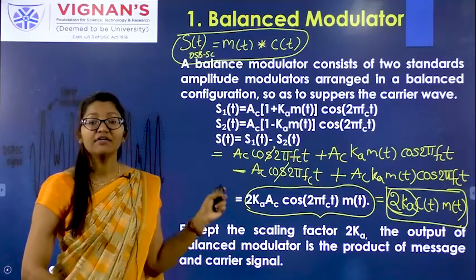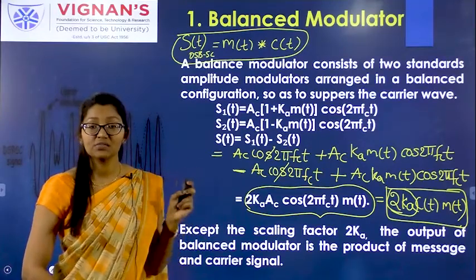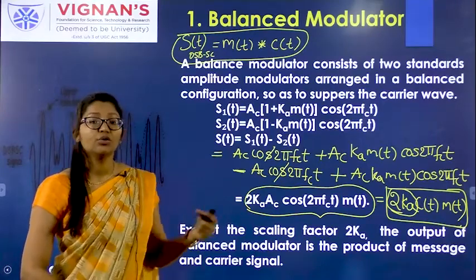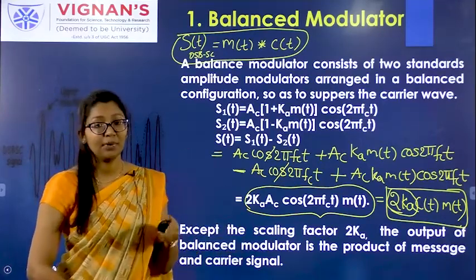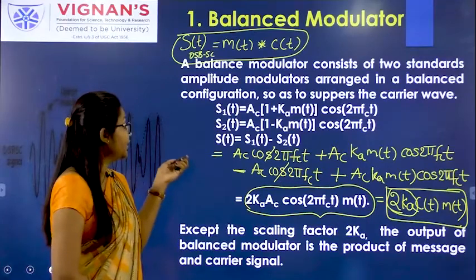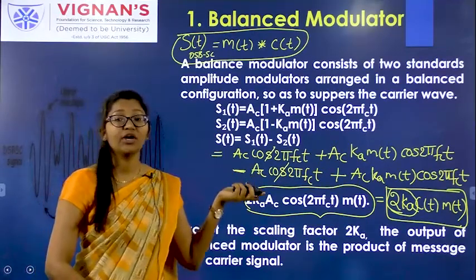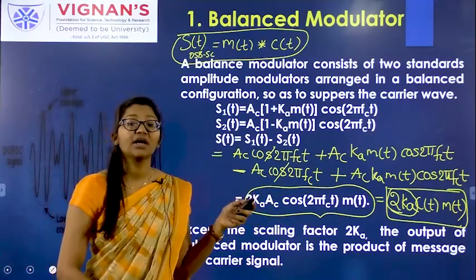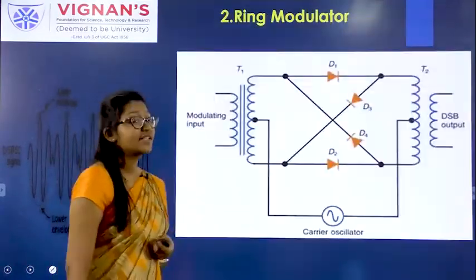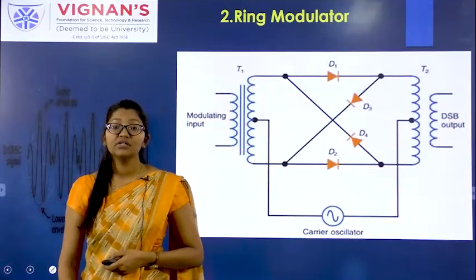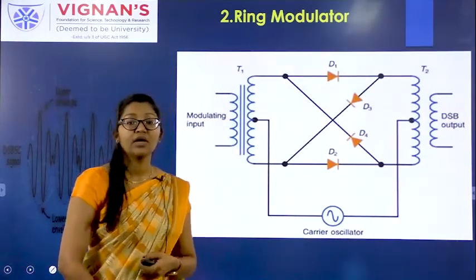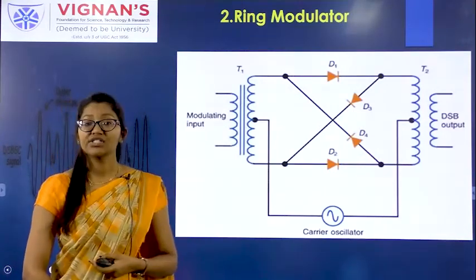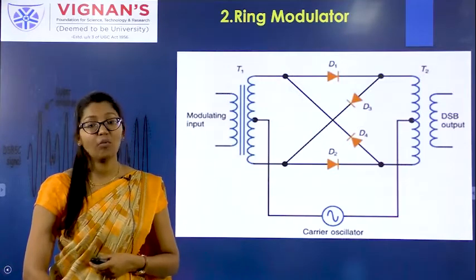For generating a DSB-SC signal using a balanced modulator, we require 2 AM modulators and one summer for summing up, right? In the two AM modulators, to one we give a plus m of t message signal, and to the second one we give a minus m of t signal. Next, the second generation: here we are taking the ring modulator, right? In the first generation, the balanced modulator was completed. The second generation of DSB-SC is the ring modulator.